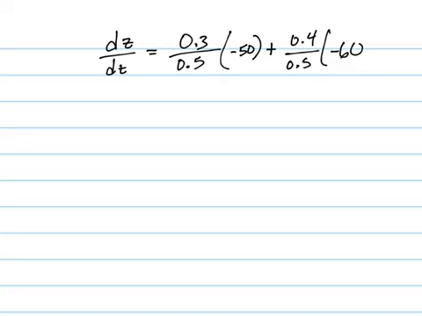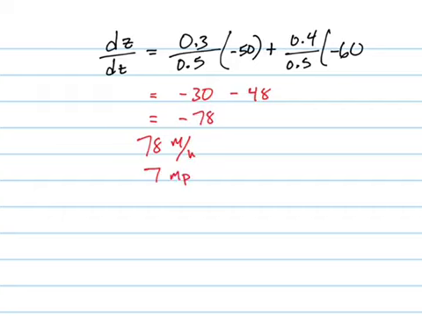Simplifying this gives us negative 30 minus 48, which gives us a rate that they're approaching each other of 78 miles per hour. Again, that negative shows that the distance between them, that z, is decreasing.